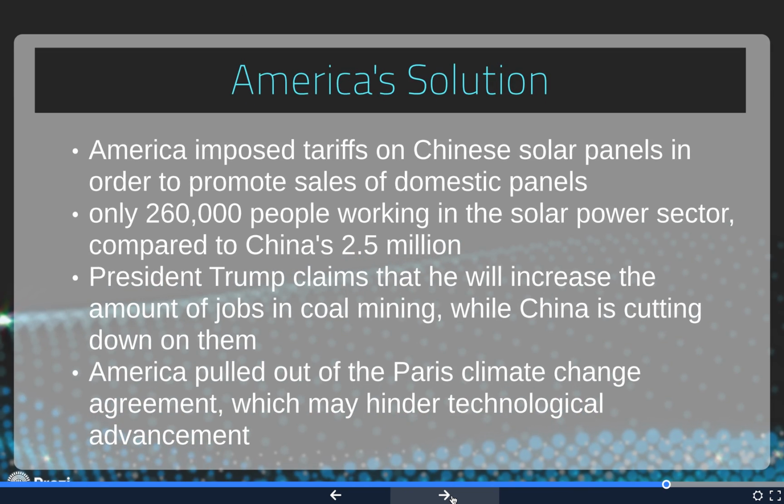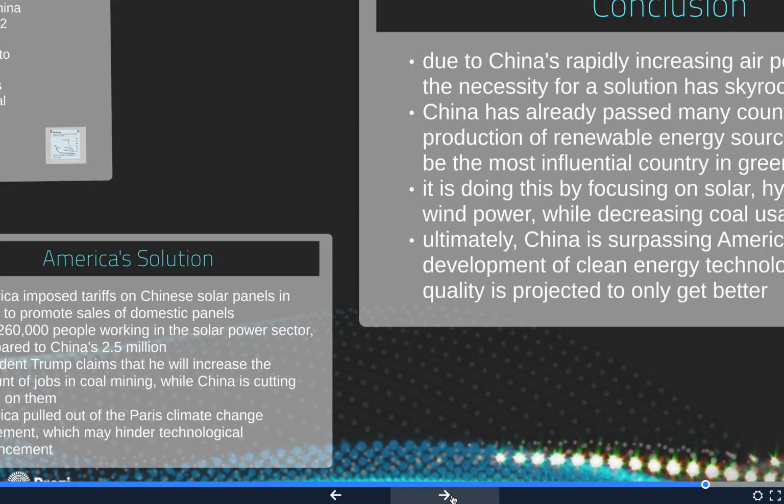However, America took a different approach to the air pollution problem. Instead of producing more renewable energy sources, America placed tariffs on China's solar panels in an attempt to promote domestic sales. Also, there are almost 10 times as many people in solar power production in China compared to the U.S. In addition, instead of cutting down on coal production, President Trump aims to increase the amount of jobs in coal mining. Similarly, America pulled out of the Paris Climate Change Agreement, further hindering the technological advancements.